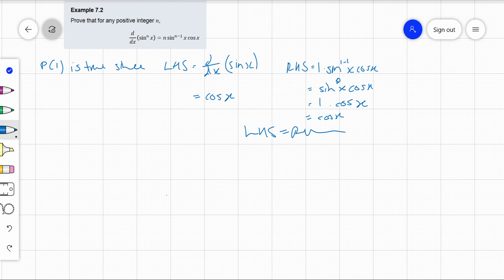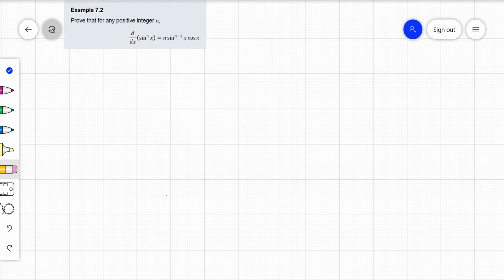Alright, so then we'll go on. So remember, I'll rub that out because we don't need that. Hopefully you're doing it at the same time as I'm doing it. So for our P of k, we are going to assume that that's true for any integer k, k greater than or equal to 1. And so what is our P of k? It is that d/dx of sine to the power of k x is equal to k sine to the k minus 1 x times cos x.